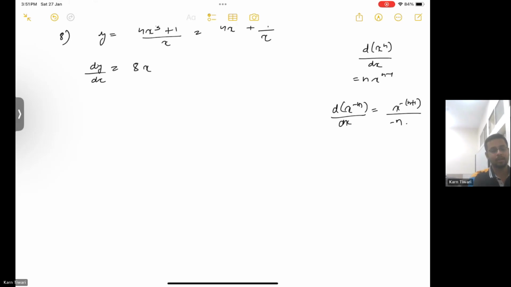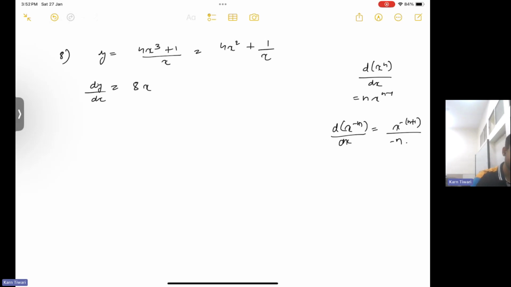Okay. So in this case, we have been given x to the power minus 1. So basically x to the power minus 1 plus 1, and as I mentioned, divided by minus 1. So basically it will be minus, because the minus comes from here, x to the power minus 2. Okay, so I hope this is clear. If you are not getting it, just go and revise the concept of differentiation, because that will come in very handy.